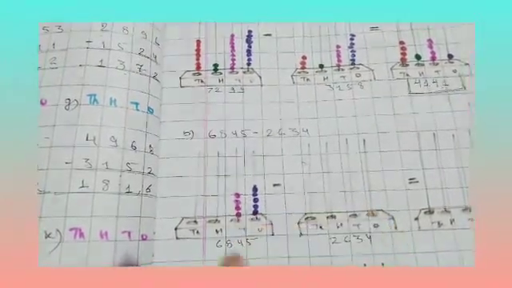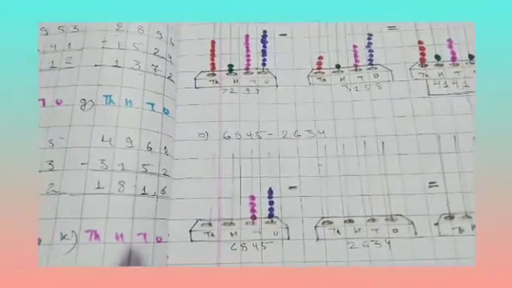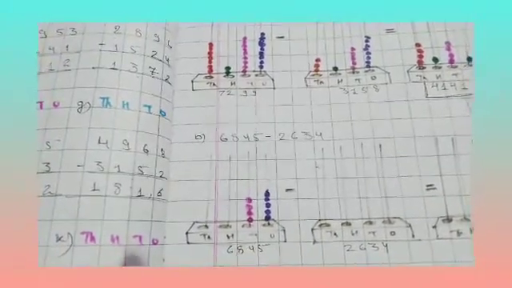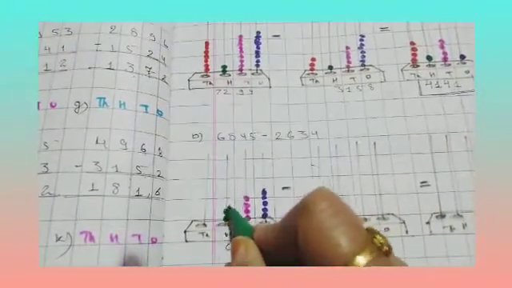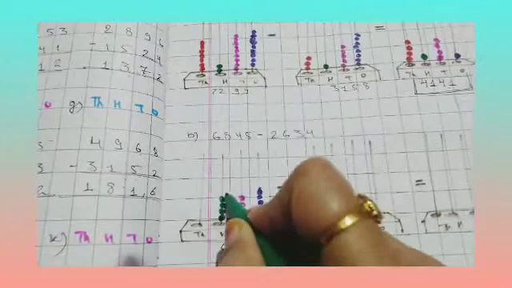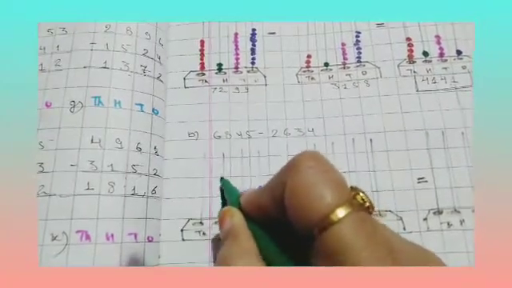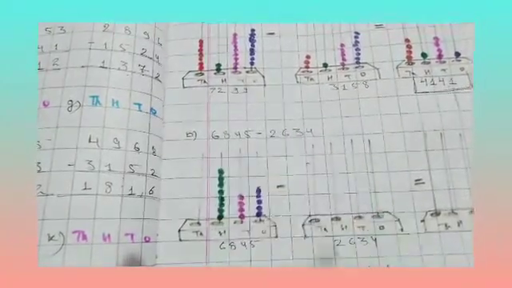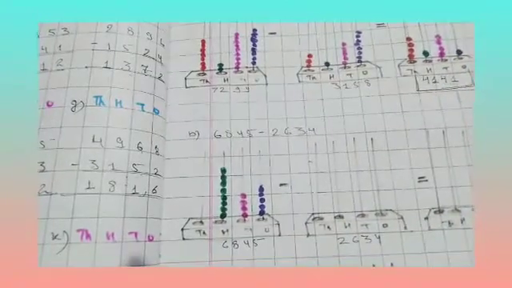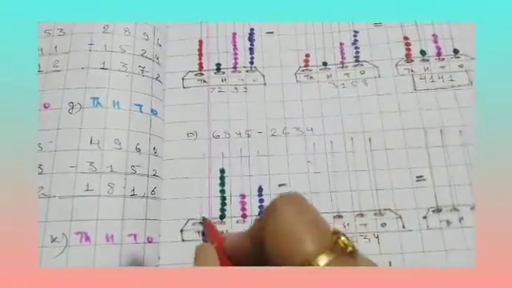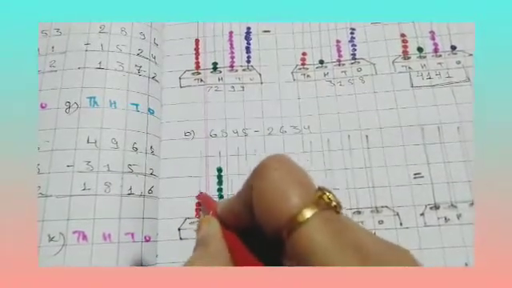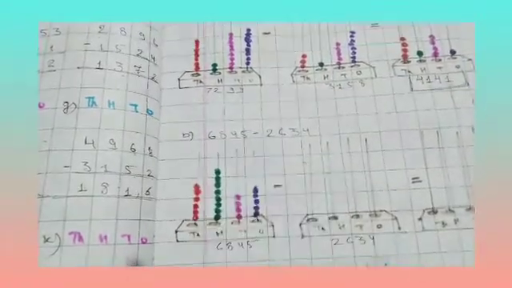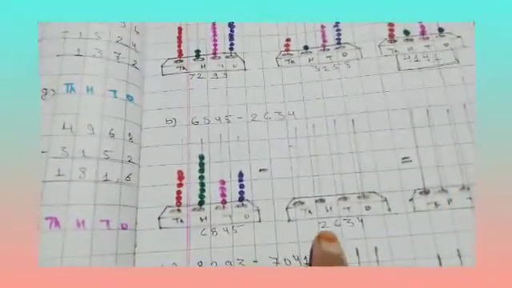Okay. Now at the hundreds place 8 beads are there. So 1, 2, 3, 4, 5, 6, 7 and 8. Now at the 10,000 place there are 6 beads. So 1, 2, 3, 4, 5 and 6. 6 beads are there. Now what we are going to subtract?